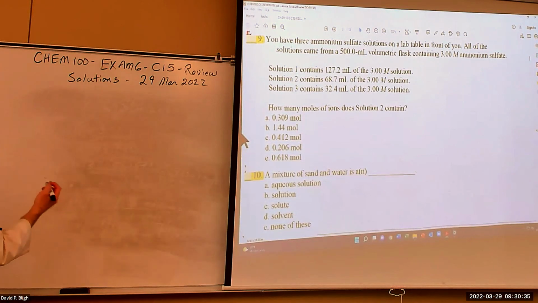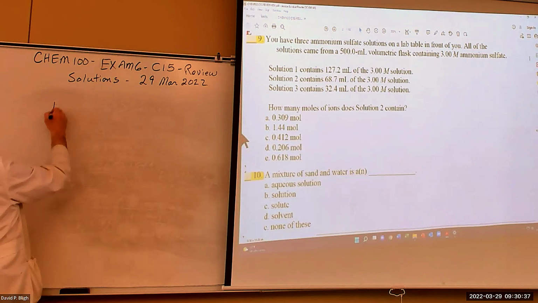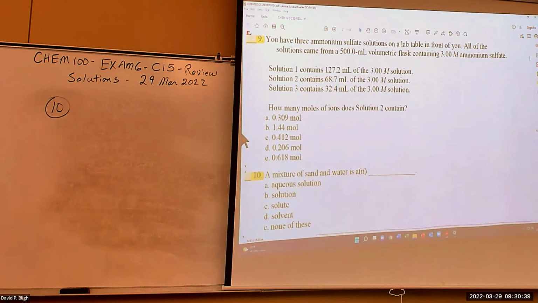All right, number 10. 10 is the definition. Mixture of sand and water is what? What's a mixture? Not a compound. It's not a solution. It's a heterogeneous mixture. So we look to see, is there a heterogeneous mixture here? Nope. None of these fit the bill.